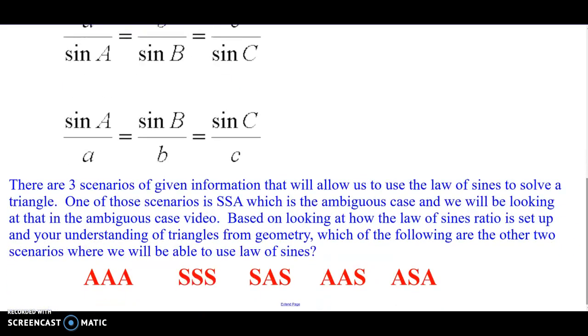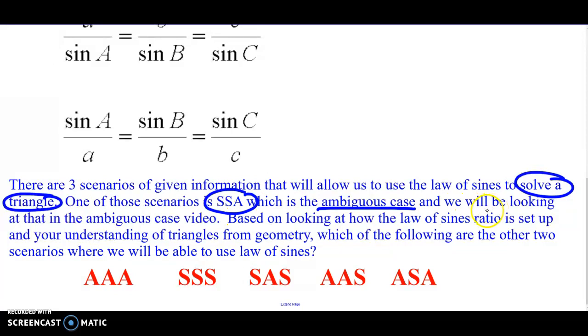It says here, there are 3 scenarios of given information that will allow us to use the law of sines to solve a triangle. To solve a triangle, not for a triangle. So what does it mean to solve a triangle again? It means to find all the missing side and angle measures. Anytime the problem says solve the triangle, that just means find any of the remaining sides or angles. One of the scenarios that we would use law of sines is SSA, which is an ambiguous case. Backwards it spells a naughty word, never say it.